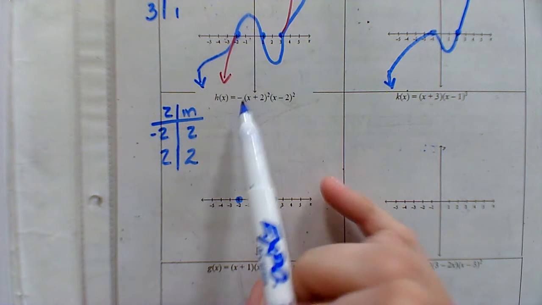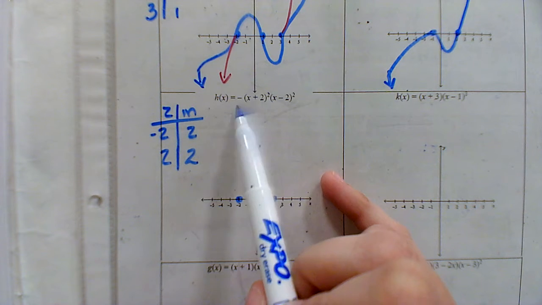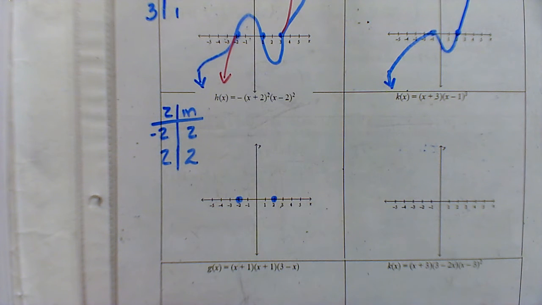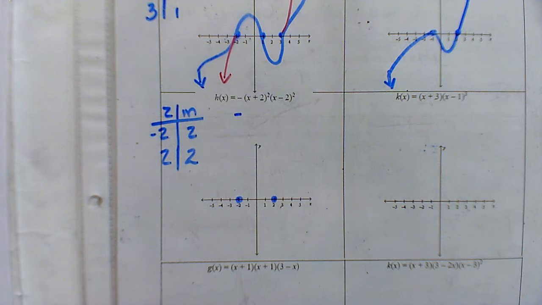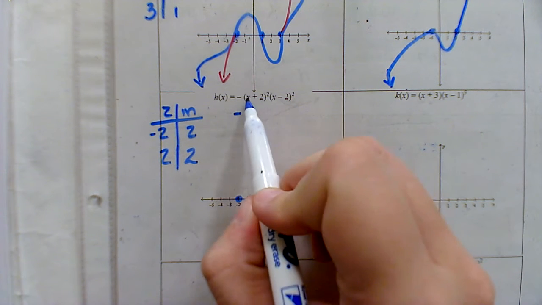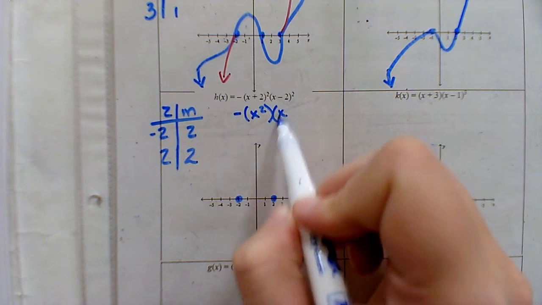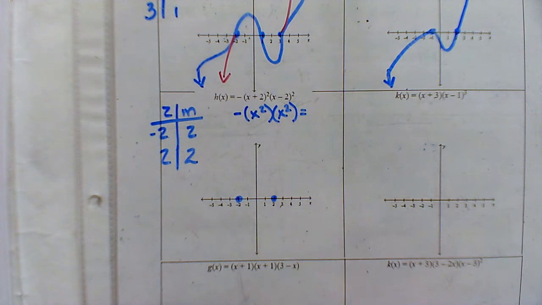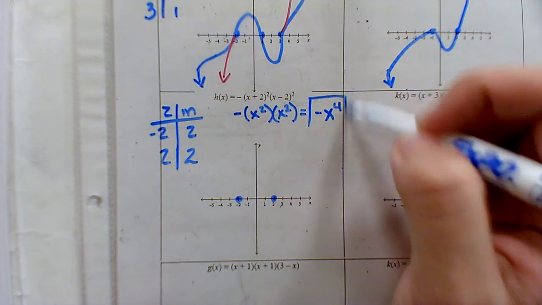Now here's what's a little tricky. Do we see that negative sign out front? Okay, we're technically multiplying that as well, right? A negative times some quantity. So let's not forget that negative out front. We then have an x squared, eventually times another x squared. So a negative times an x squared times another x squared would be a negative x to the fourth.